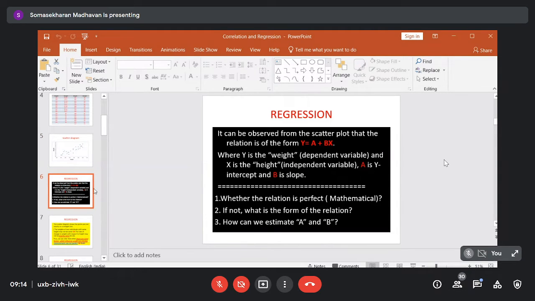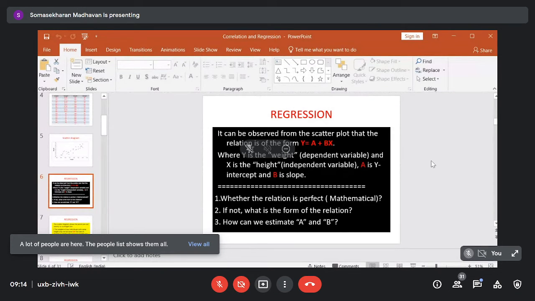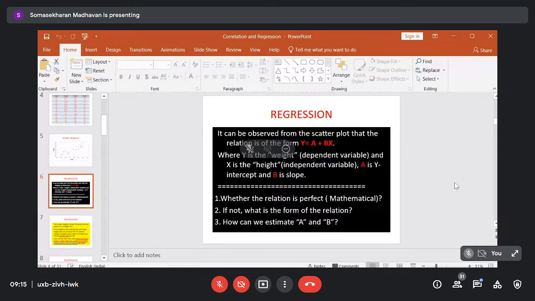Now if there is a linear relation, mathematically that relation is y equal to a plus bx. Here y is the weight, which is the dependent variable, and x is height, which is the independent variable. a is the y-intercept and b is the slope.